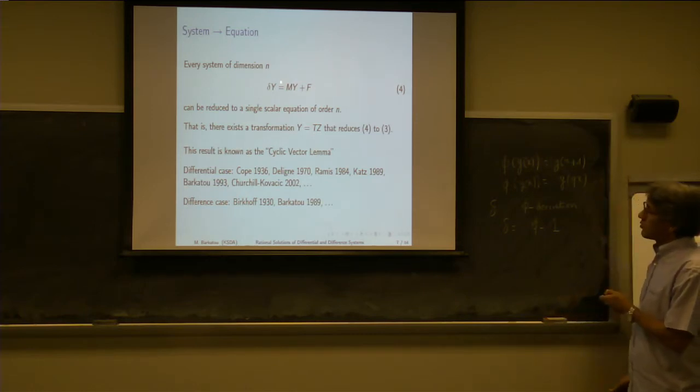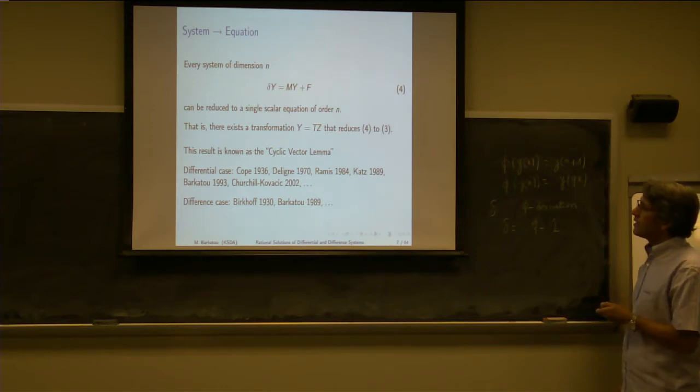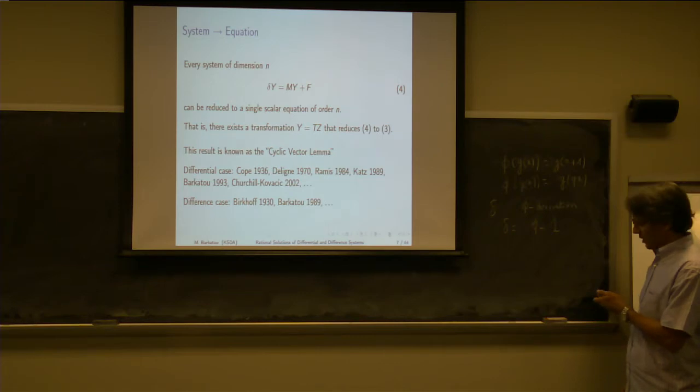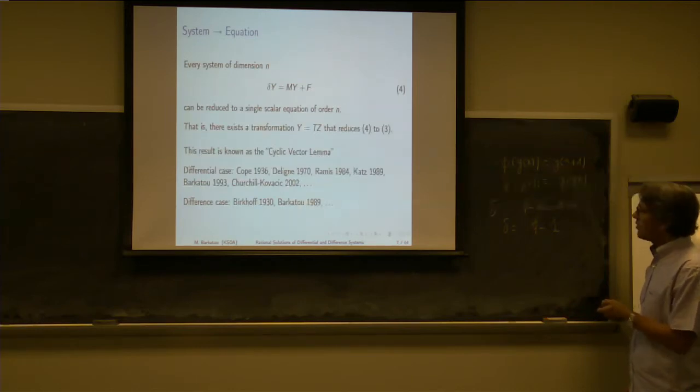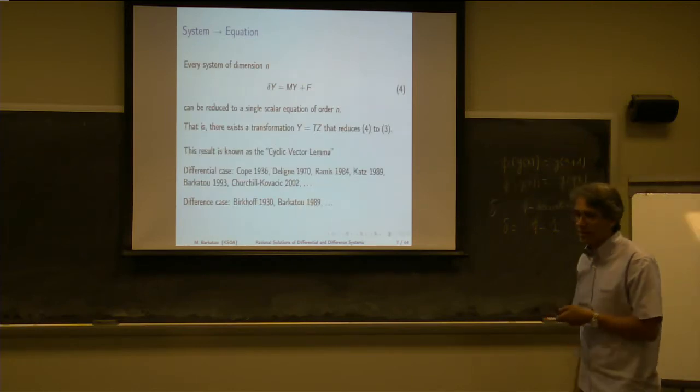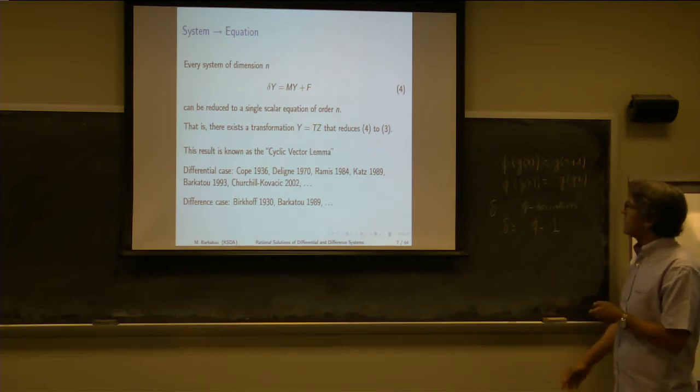Any system, and it works for the differential, difference and Q-difference cases, in this form can be reduced to a single equation, in the sense that there always exists a transformation y equal to T z, with coefficients in K, that reduces such a system to a system of this form with C. In the differential case this result is known as the cyclic vector lemma. I will tell more about this in a few minutes.